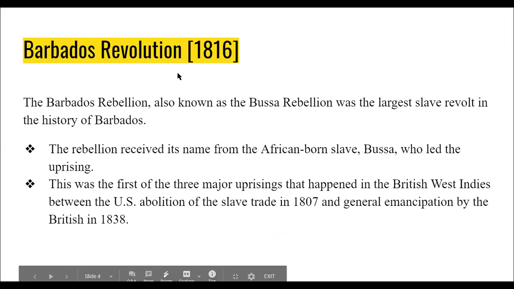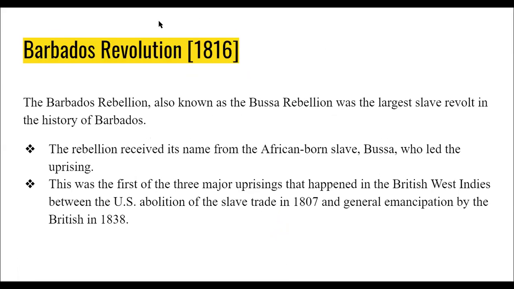The Barbados Rebellion, also known as the Bussa Rebellion, was the largest slave revolt in the history of Barbados. It received its name from the African-born slave Bussa, who led the uprising. This was the first of the three major uprisings that happened in the British West Indies between the abolition of the slave trade in 1807 and general emancipation by the British in 1838.